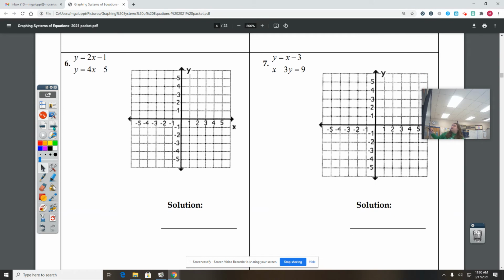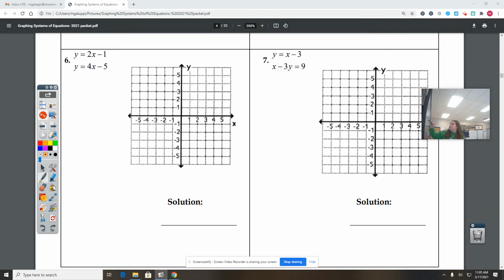All right, we have two more here. For number 6, our lines are y equals 2x minus 1. So I'm starting on my y-axis at -1. And from there, my slope is 2, so I'm going up 2 and to the right 1. And label your line.